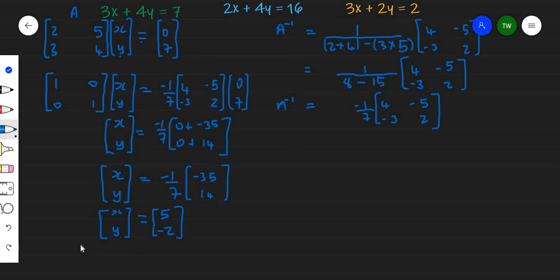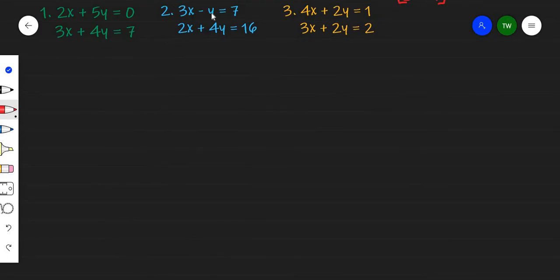So therefore, x is equal to 5 and y is equal to negative 2. Alright, so that's how you would do question number 1.